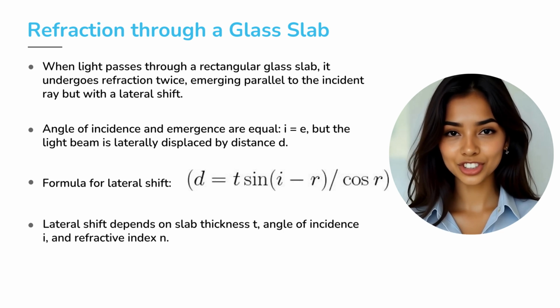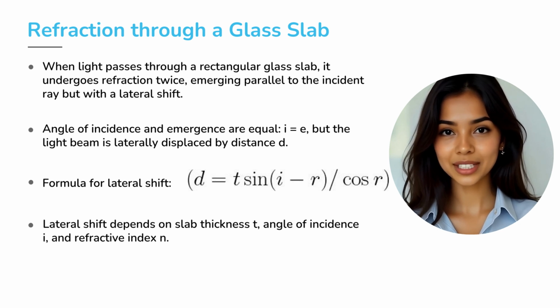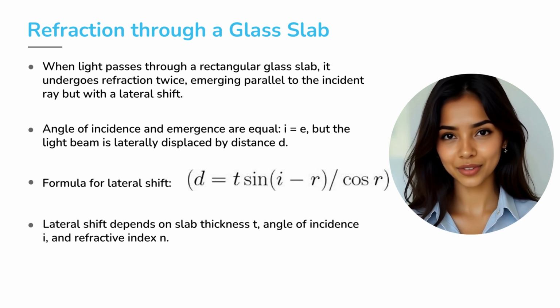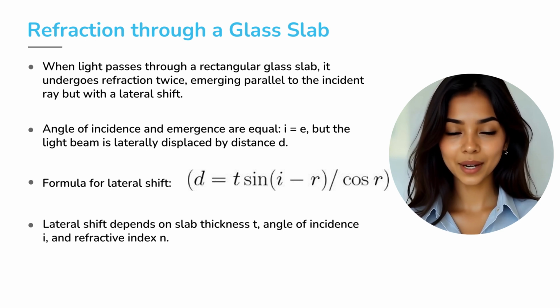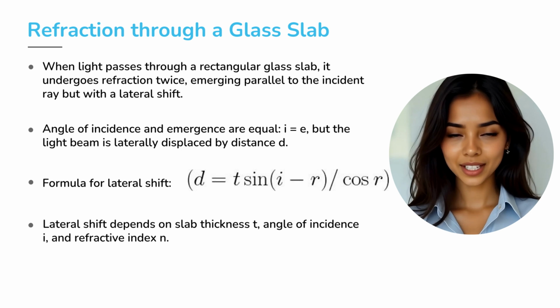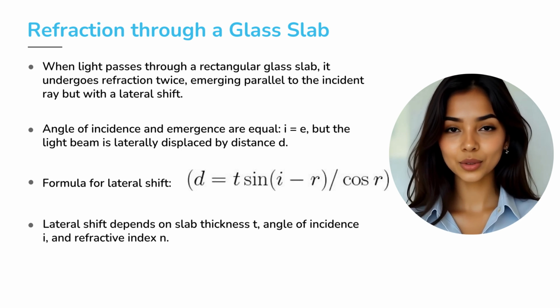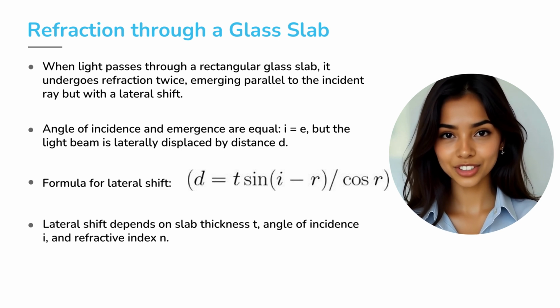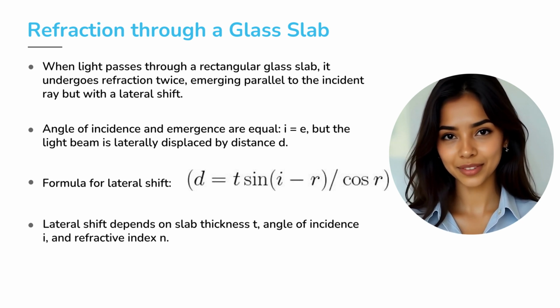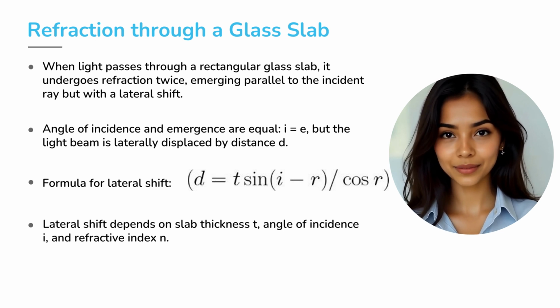Mathematically, the lateral shift d is given by the thickness t multiplied by the sine of the difference between the angle of incidence and angle of refraction, all divided by the cosine of the angle of refraction. In words, d equals t times sine open bracket i minus r close bracket divided by cosine r. So, the light ray sneaks sideways through the slab before coming out, which is why objects seen through glass sometimes look shifted or displaced, like your reflection in a thick window.